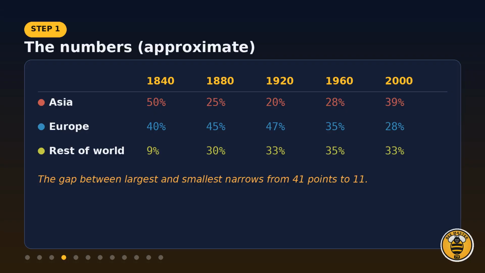Let us get the numbers on the table. Asia starts at 50%, drops to 25, then 20, before climbing back to 28 and 39. Europe goes 40, 45, 47, then falls to 35 and 28. The rest of the world begins at just 9% and rises to 30, 33, 35, and 33. Read those as approximate values.